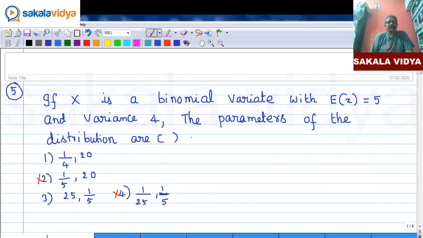So now here np is equal to 5 given, say equation 1, this is np.